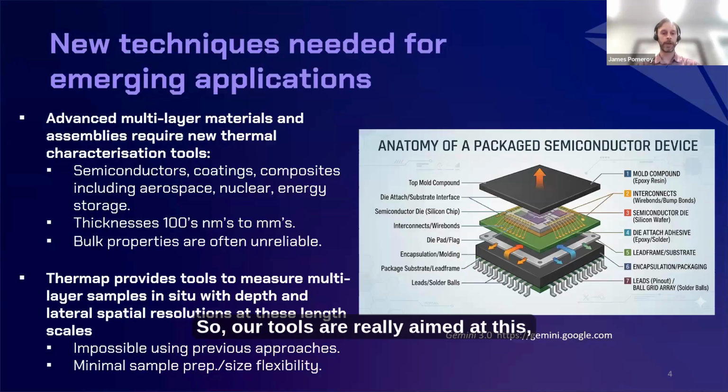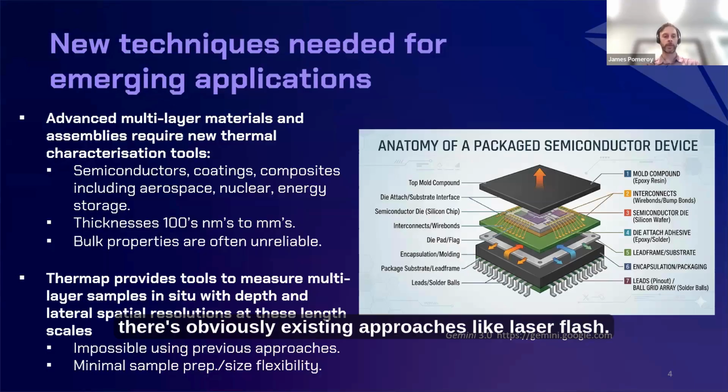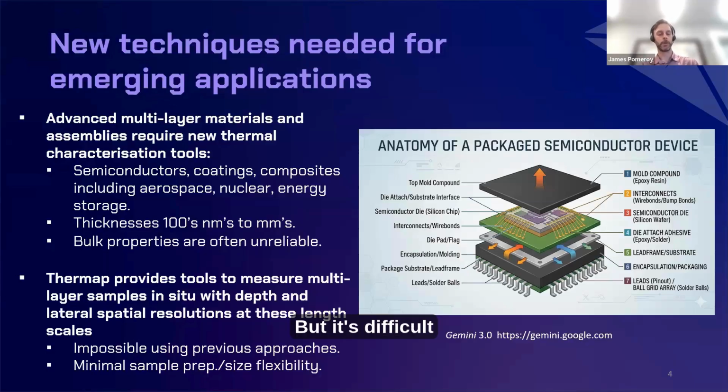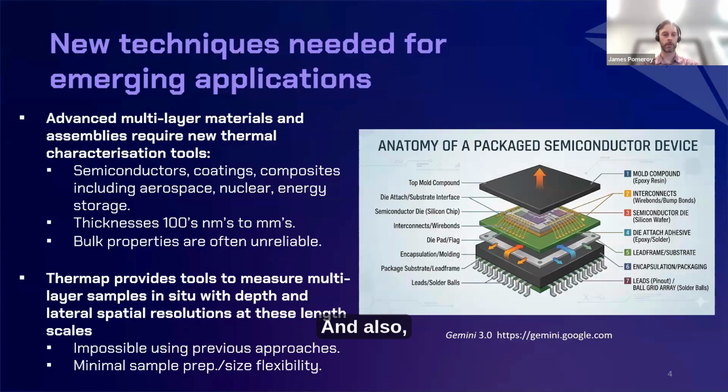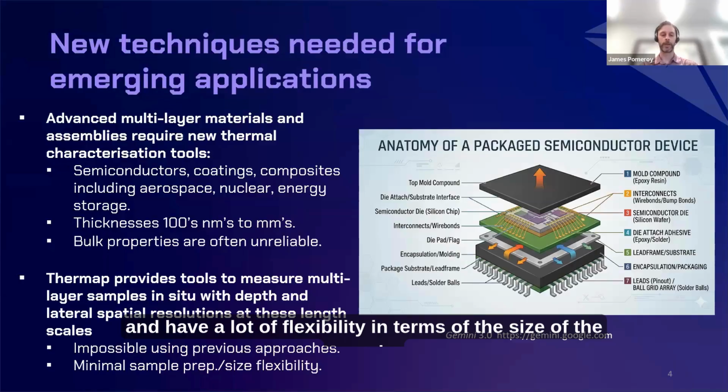So our tools are really aimed at this, to measure with depth resolution and lateral space resolution, which is compatible with these length scales. So there's obviously existing approaches like laser flash, but it's difficult or impossible to separate multiple layers in a measurement. And also, you need to prepare the sample into a set size, which is destructive. So another thing that we always try to do is to keep sample preparation to the minimum and have a lot of flexibility in terms of the size of the sample. Okay, so that's kind of the motivation for what we do.